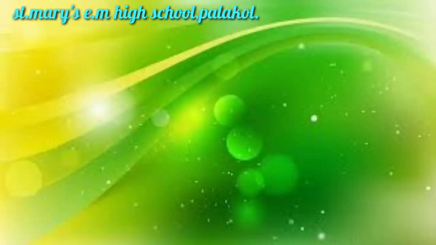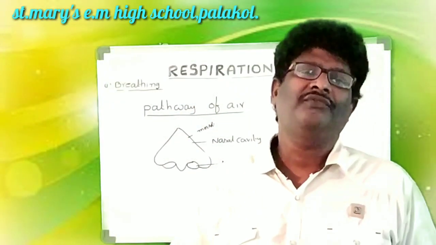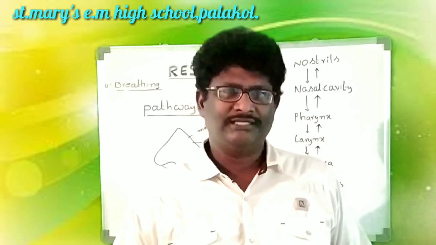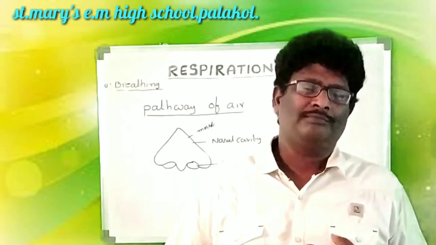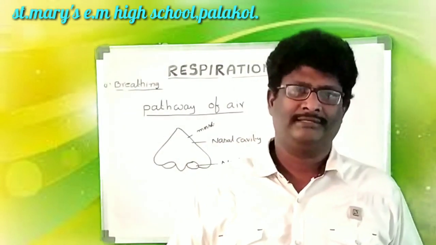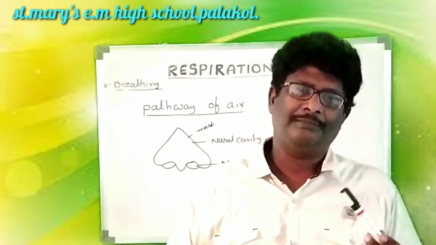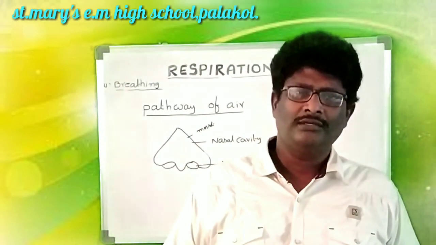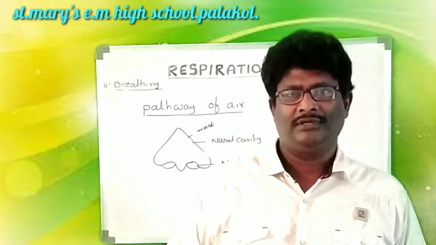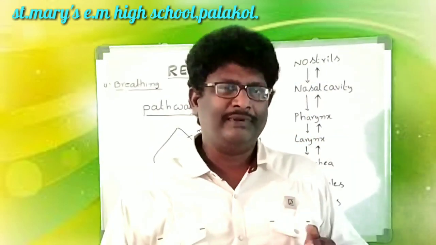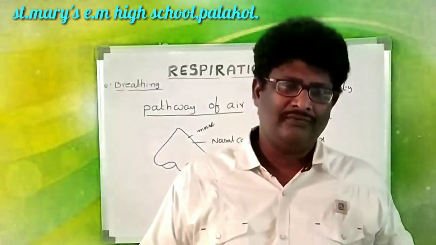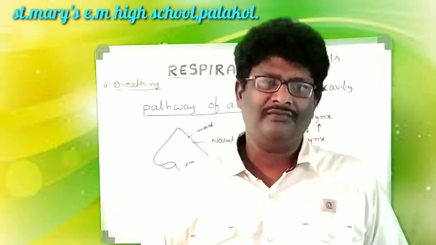Okay? Now, we will see the pathway of air in our body through our respiratory system. It means how the air enters the body from the outer atmosphere into the lungs. This is the pathway of air. So, how is this air entering into our body? If explained in a systematic manner, that is the pathway of the respiratory system.